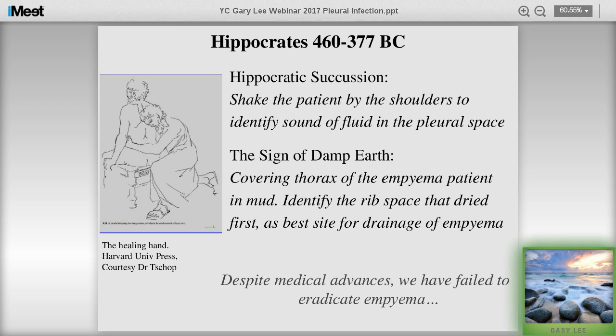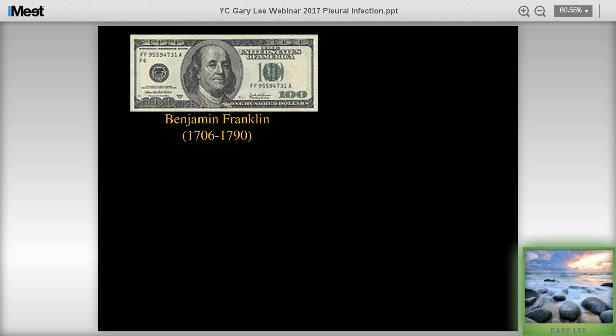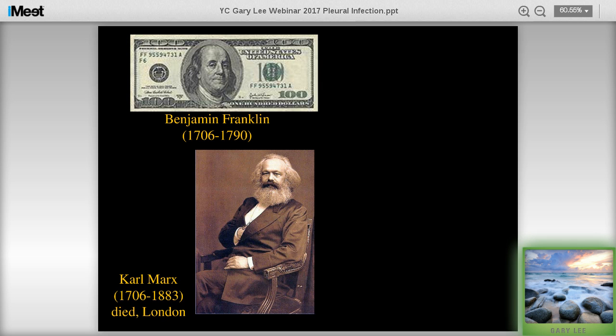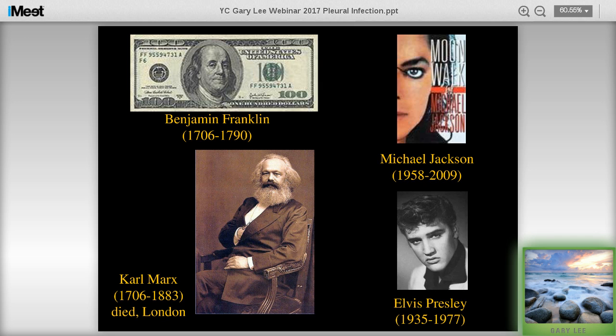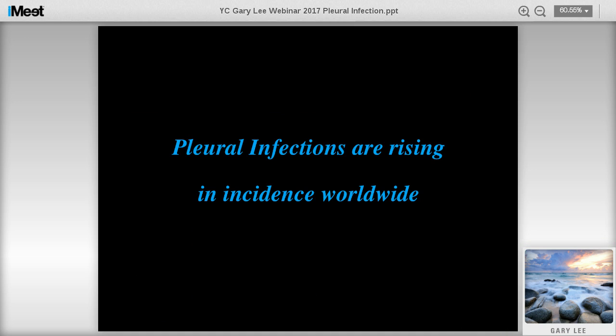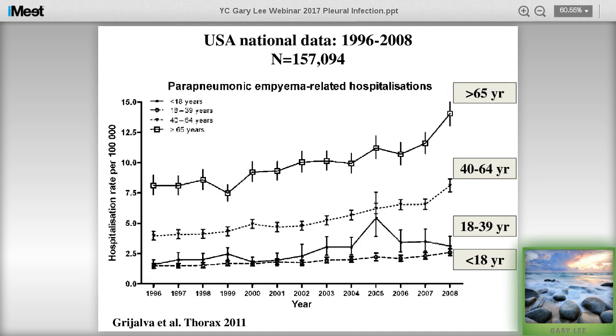It's now 25 centuries since Hippocrates' days. We have modern-day antibiotics, we have intensive care, but despite all these medical advances, we have failed to eradicate empyema. Throughout the last 25 centuries, a lot of very famous people have succumbed to pleural infection. Next time you look at the $100 bill, Benjamin Franklin had pneumonia and empyema and died from it. So did Karl Marx, and other very famous people have written in their books that they had childhood recurrent pleurisy. And unfortunately, pleural infections are still rising in incidence around the world.